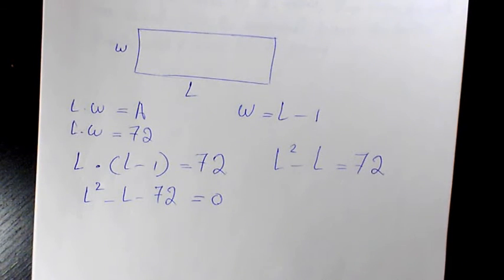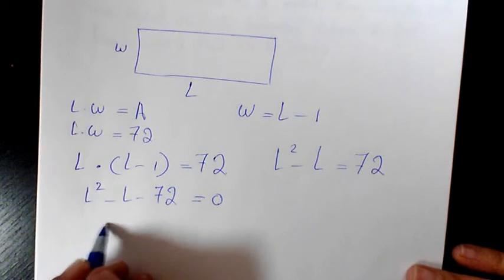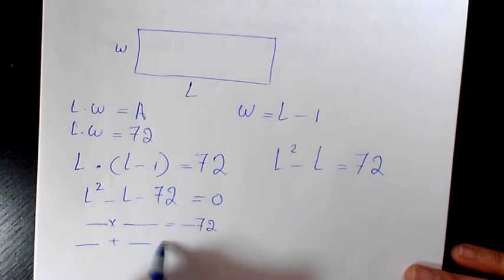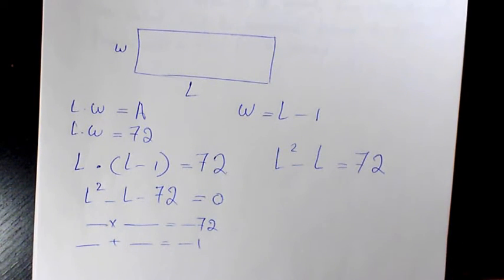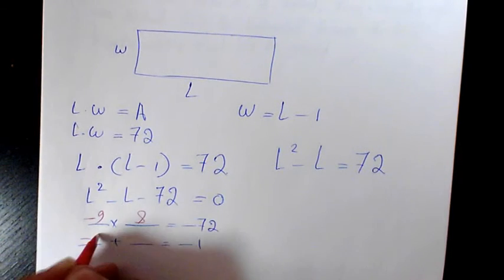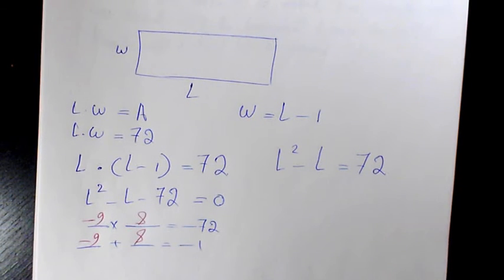Now we can use either the quadratic formula or factoring. Let's use factoring this time. We are looking for two numbers that multiply to negative 72 and add to negative 1. What two numbers can we get? We can find negative 9 and positive 8. When you add them, it's going to be negative 1. When you multiply them, it's going to be negative 72.